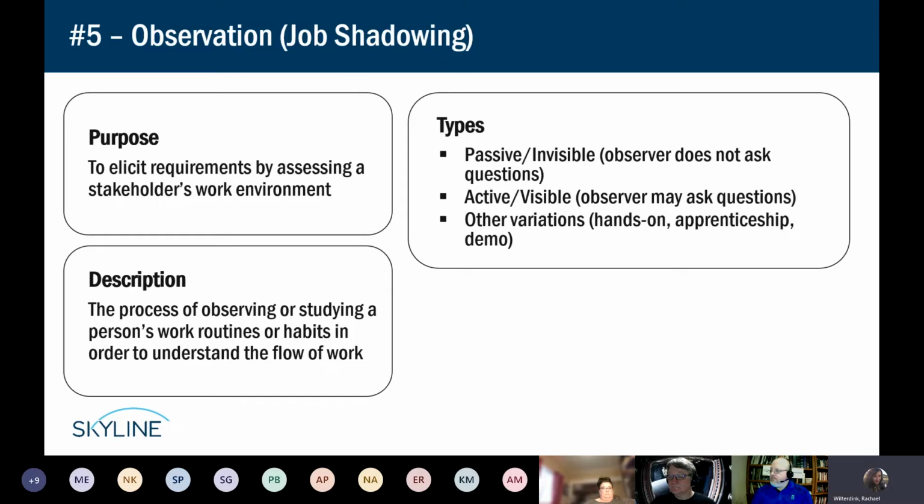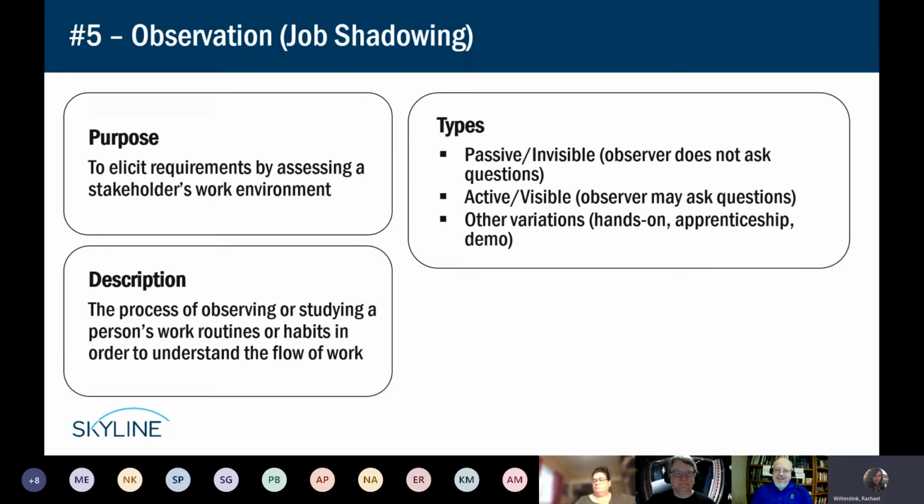Right, moving on. Observation, also known as job shadowing. Has anybody done this? Raise a hand. Few? 3, 5. Okay, that's about 10. Oh, I'm not good at math. Never mind. All right. So why would you do this?